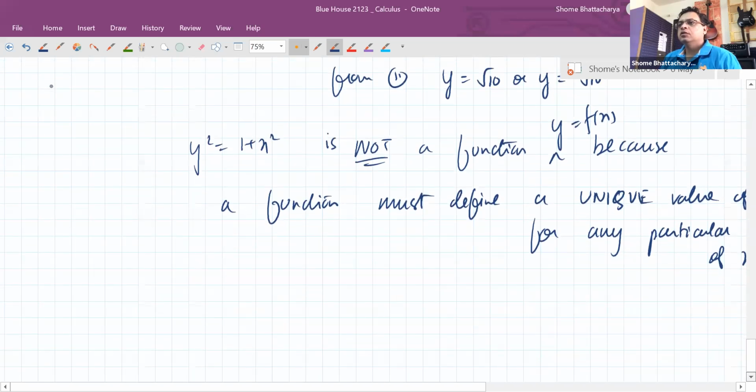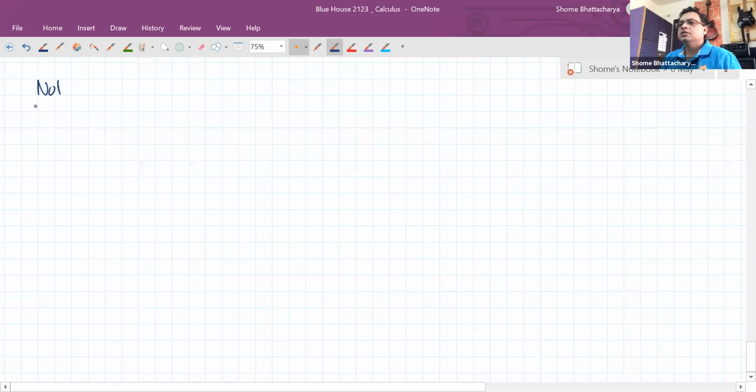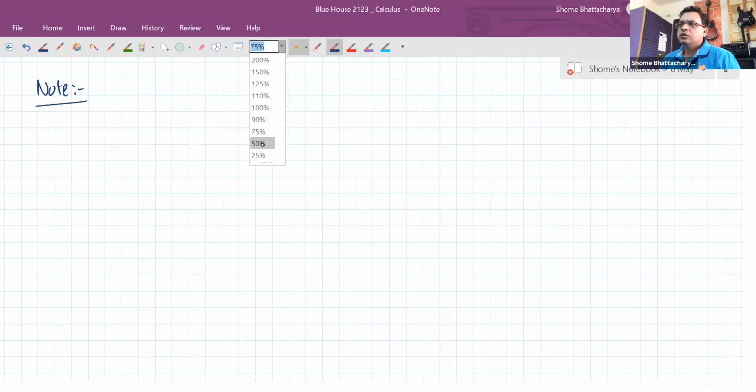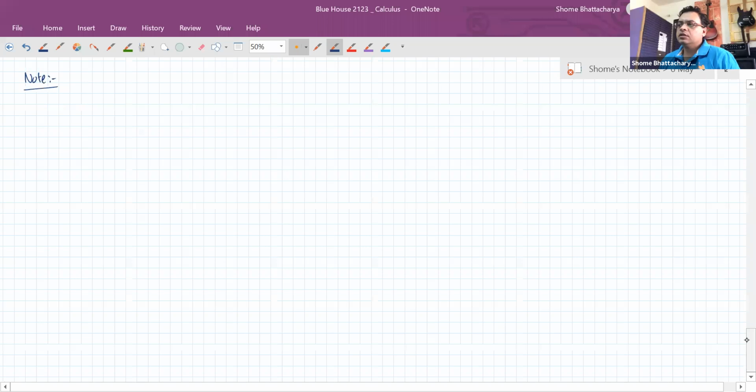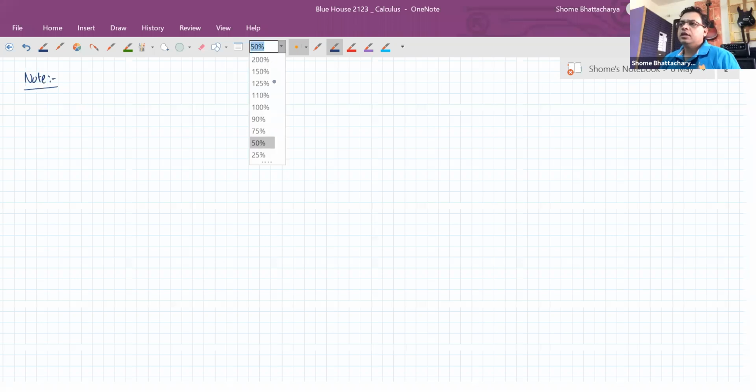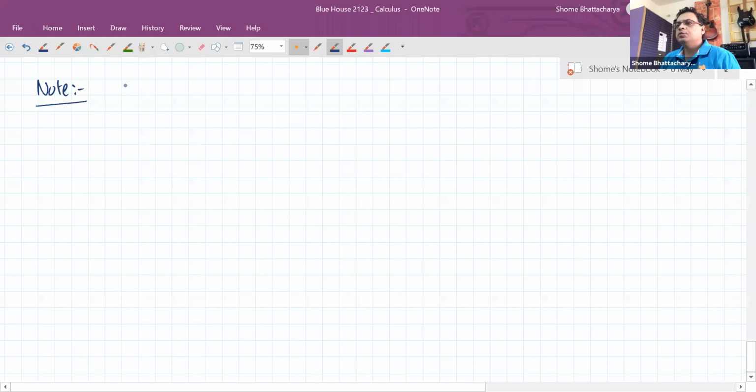Can you explain that example once again? Yeah, Alex. The example of the function earlier, the y square is equal to 1 plus displacement and time? Yeah, I'm coming to that. I'll explain that. First let's note down this point.